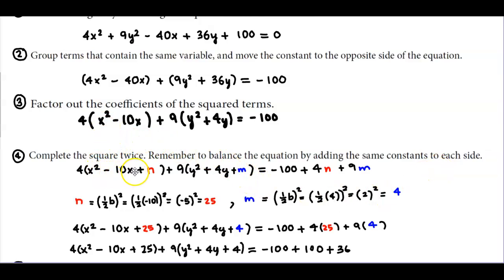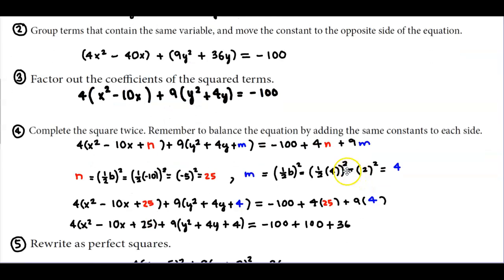So for this x² − 10x, we're going to write an n here. And for the y² + 4y, we're going to write an m here. So it's going to equal negative 100. But keep in mind that on the right side, we're going to have 4 times n, so it's going to be plus 4n, and then plus 9 times m on the right side. Now in order to solve for n, we take (1/2 of b) squared, which is (1/2 of negative 10) squared, which is negative 5, and when you square that, it gives you positive 25. For the value of m, we're going to do the same. Take (1/2 of b) squared, where b is 4, so 1/2 of 4 is 2, squaring that gives us 4.